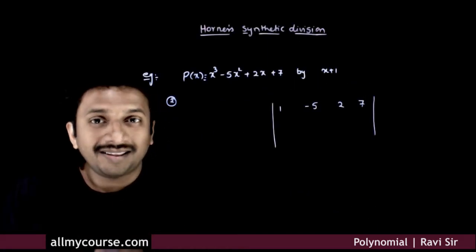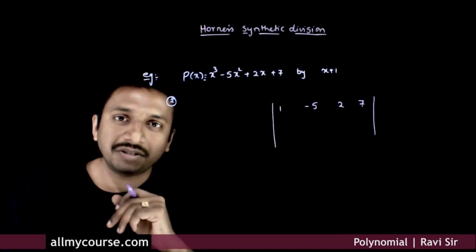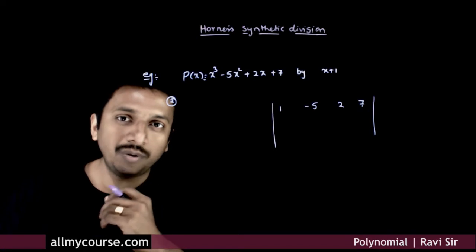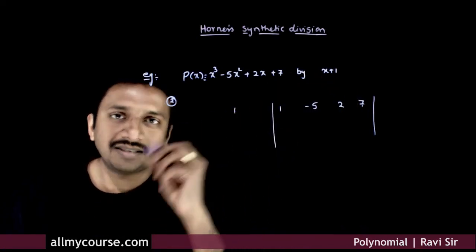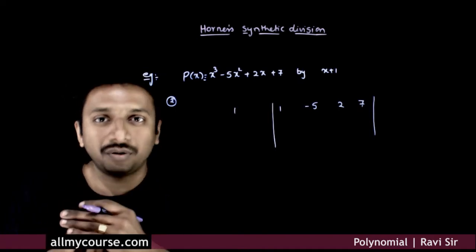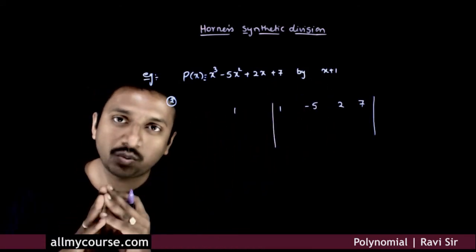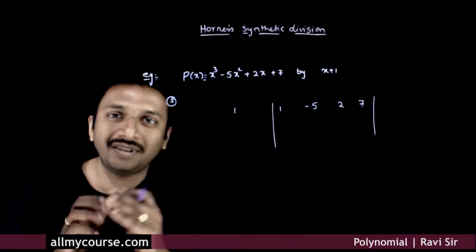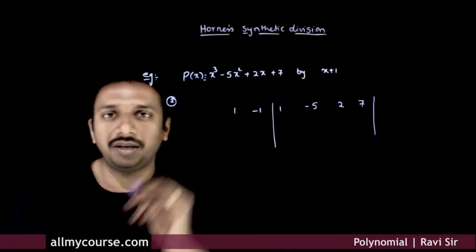So let us look at the next level of simplification in Horner's process. We are going to solve the same question by a further simplified process. Here, what we do is, we take the leading coefficient of the divisor as it is, but we change the signs of all the remaining coefficients. So the leading coefficient 1 is written as 1, but all the remaining coefficients will have the signs changed. Instead of plus 1, we write minus 1 here.